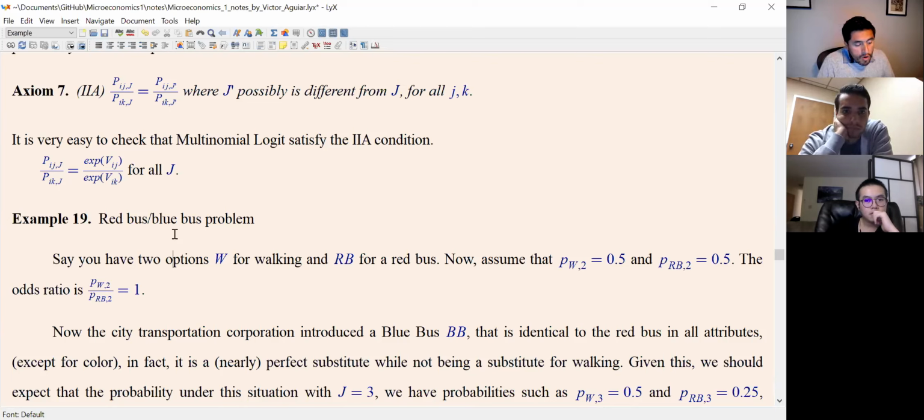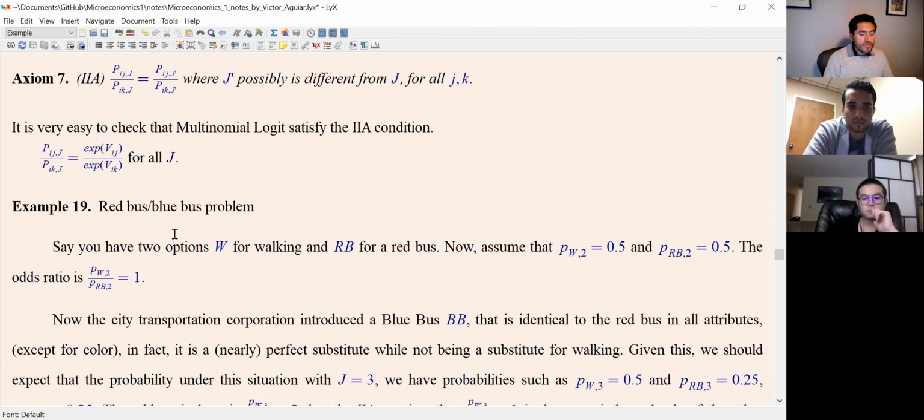Say you have two options: W for walking, and then taking a red bus. And we assume that when you have only two options, you're going to have 50-50. So half of the individuals walk, half take the red bus. So what is the ratio of probabilities? It's 1.